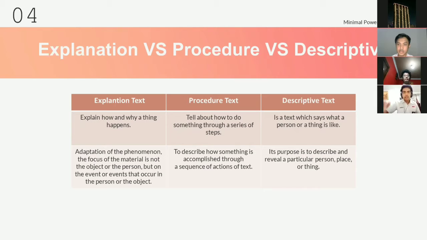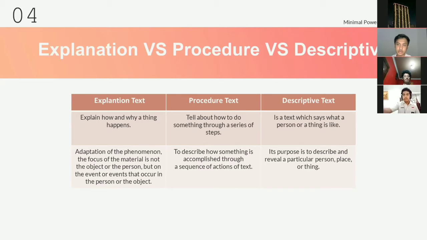We can see that the main purpose of explanation text is to explain how and why a thing happened and its formation from the adaptation of phenomena. So it's non-fiction, and it is about the general nature of something, not too specific, the object, the person, or the event, and so on.